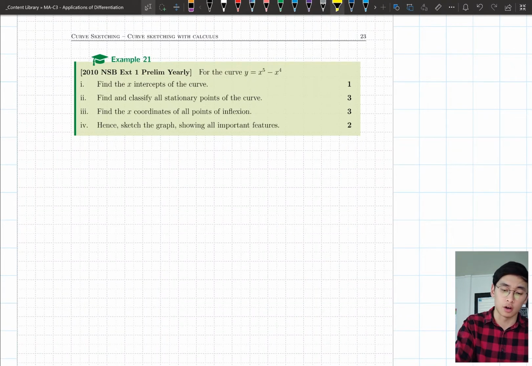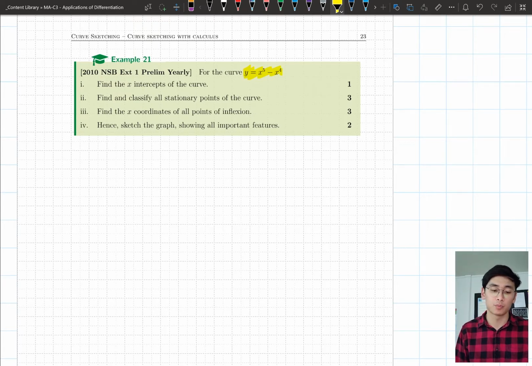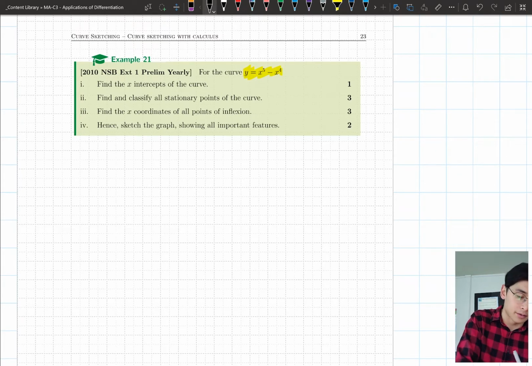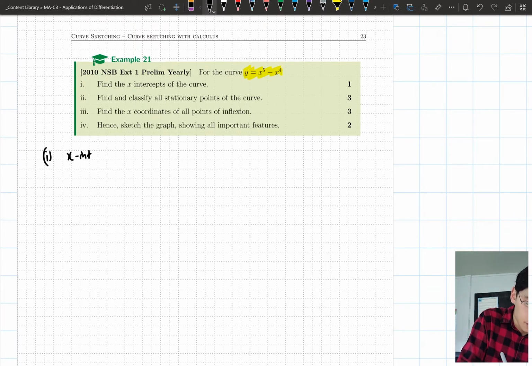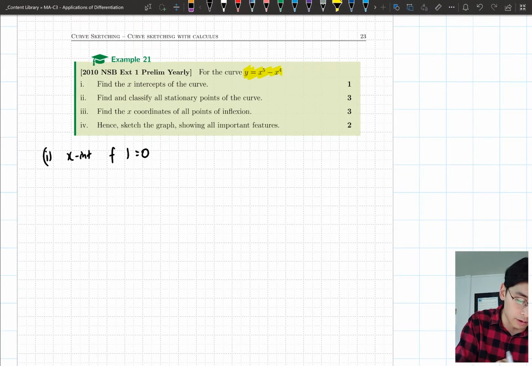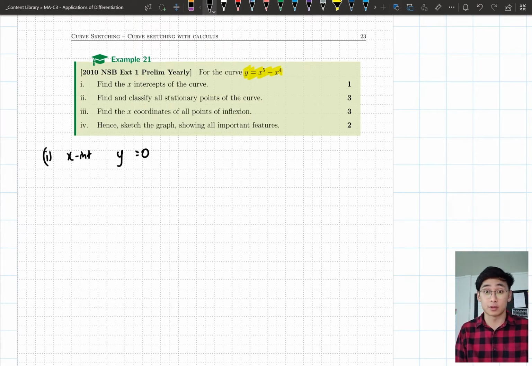Here we're sketching the curve for y is equal to x to the power 5 minus x to the power 4. Okay, so let's go through the steps. Part 1, we want to find the x-intercepts of the curve. How do we find the x-intercepts? Well, if you remember, x-intercepts is when my function is equal to 0, or in this case, because we don't have function notation, we're solving for y is equal to 0. Okay, so let's do that.